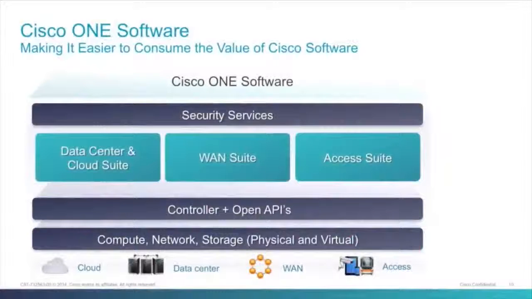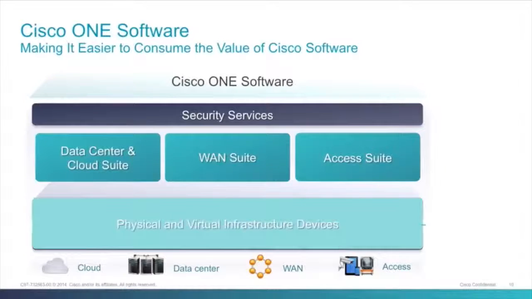Cisco One software is comprised of the 3x3 stack. The architectures are focused on data center and cloud, WAN, and access, which includes switch and wireless. The infrastructure and base OS are not a part of the Cisco One software offering. Cisco One software adds onto the base OS and infrastructure.